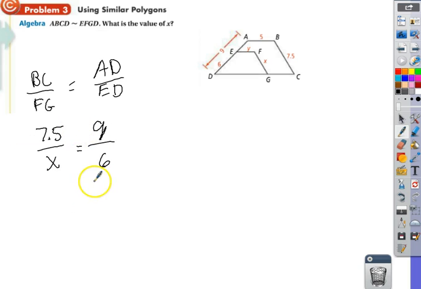So now we've only got one variable. Reed, if we had done what you said, we would have two variables, and those are hard to solve unless you have two equations. Here we only have one equation, so we only want one variable. So I'm going to cross multiply, and that's going to give me 9x is equal to 45. So divide both sides by 9, and we find out that x is equal to what?